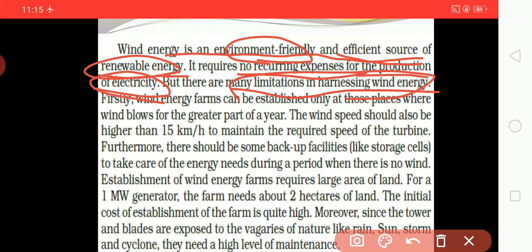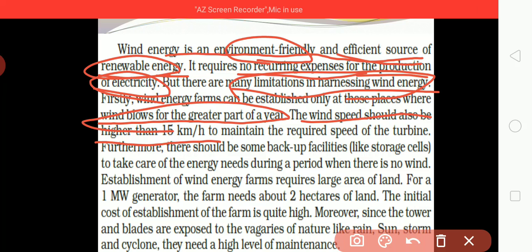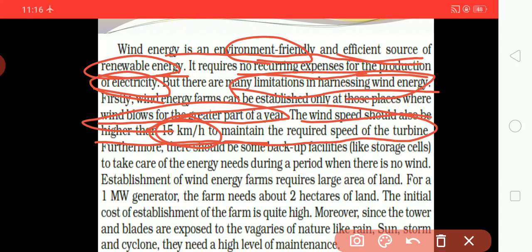Firstly, a wind energy farm can be established only at those places where the wind blows for the greater part of the year. Maximum amount of wind should be there in that area wherever wind farms are prepared. The wind speed should also be higher than 15 km per hour to maintain the required speed of a turbine. The limit is 15 km per hour, for maintaining the required speed of the turbine.